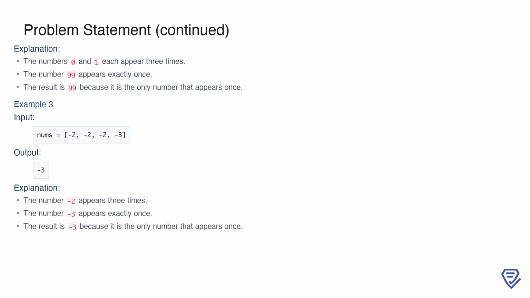For another example, consider the input nums equals -2, -2, -2, -3. Here, the number -2 appears 3 times, while the number -3 appears just once. Therefore, the output is -3. These examples demonstrate the consistent pattern that all numbers except 1 occur exactly 3 times, and our goal is to isolate the single number that breaks this pattern.